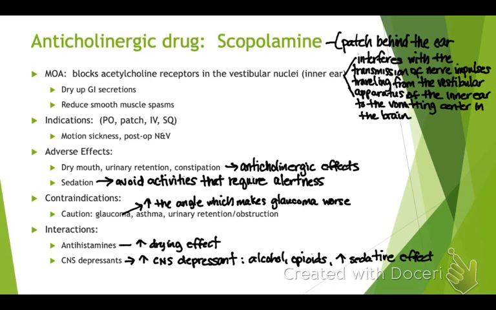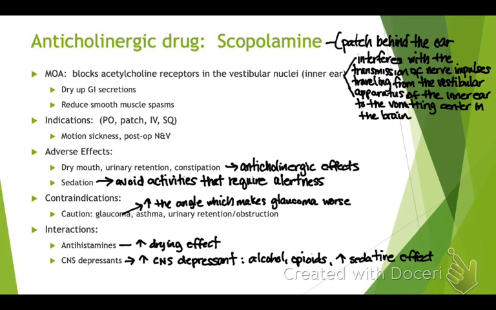Indications, why we use scopolamine: we use it for motion sickness or post-op nausea and vomiting. It can be given PO as a patch, IV, or also sub-Q. Your adverse effects that you will see: it can cause dry mouth, urinary retention, and constipation. These are all your known anticholinergic effects. It can also cause sedation, and you want to avoid activities that require alertness.